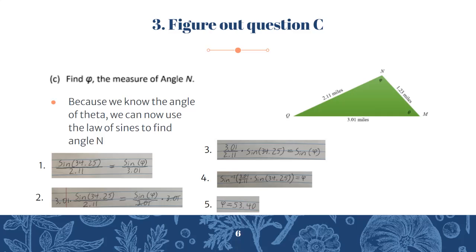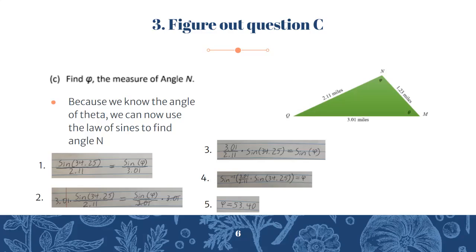So the next question, question C, is asking us to find phi, the measure of angle N. So because we know the angle theta, we can now use the law of sines to find angle N. It sounds like it would work, right? So first, we just plug in numbers to the corresponding values that go according to the law of sines. So sine of 34.25 degrees divided by 2.11 equals sine of phi over 3.01.